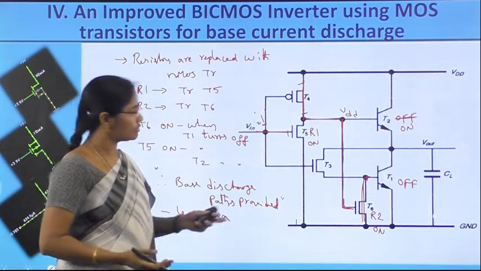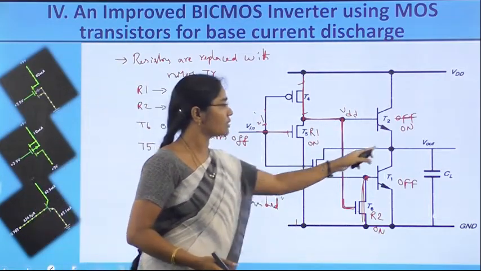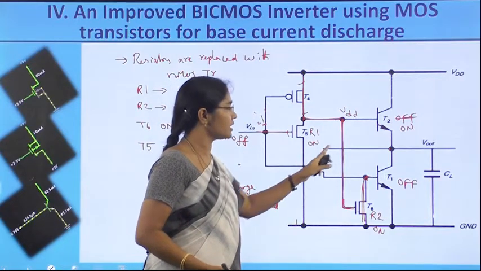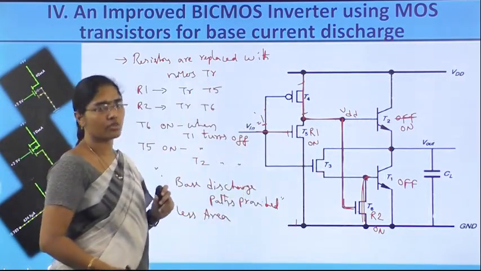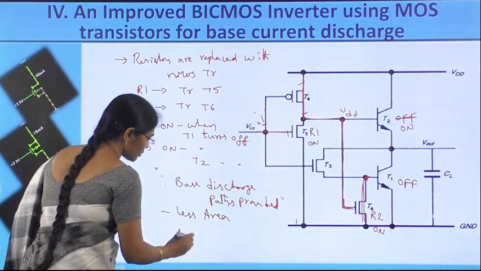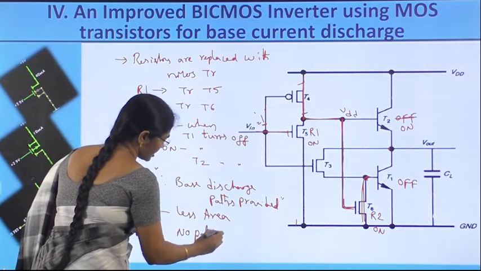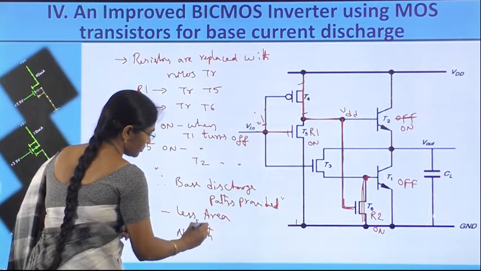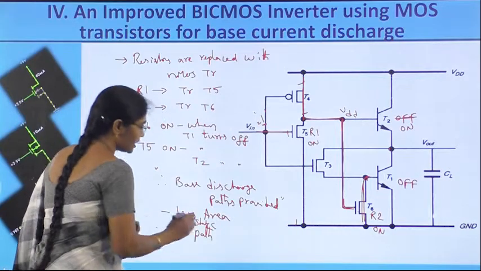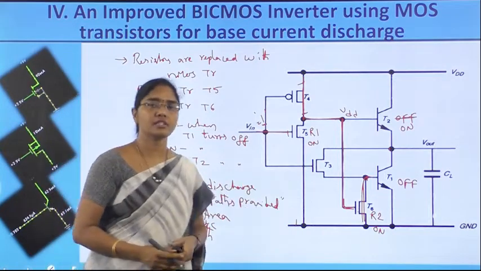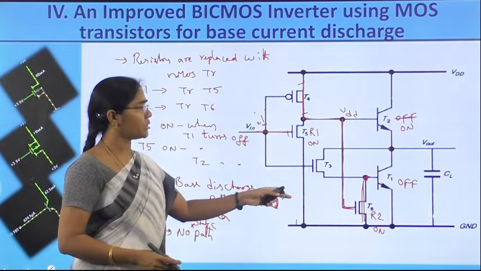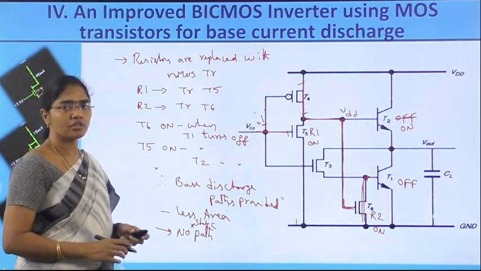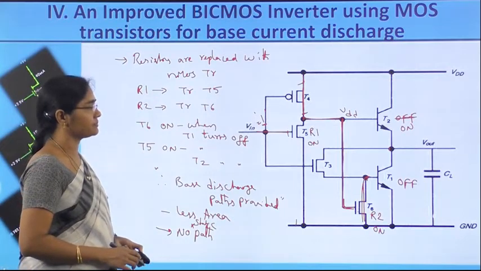And there is no static path also, because the drain of the T3 transistor is disconnected from the VDD and is connected at the Vout. So no static path exists here. Therefore, power dissipation is also less in the circuit. So the circuit is advantageous when compared to all the previous three circuits. It has all the advantages.